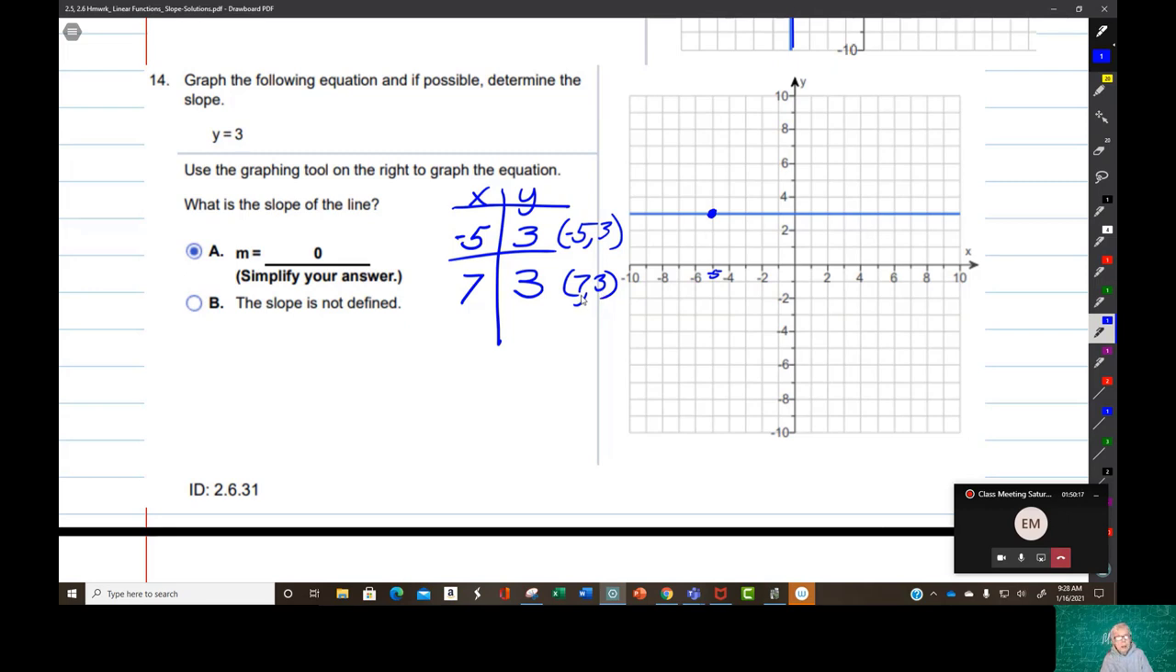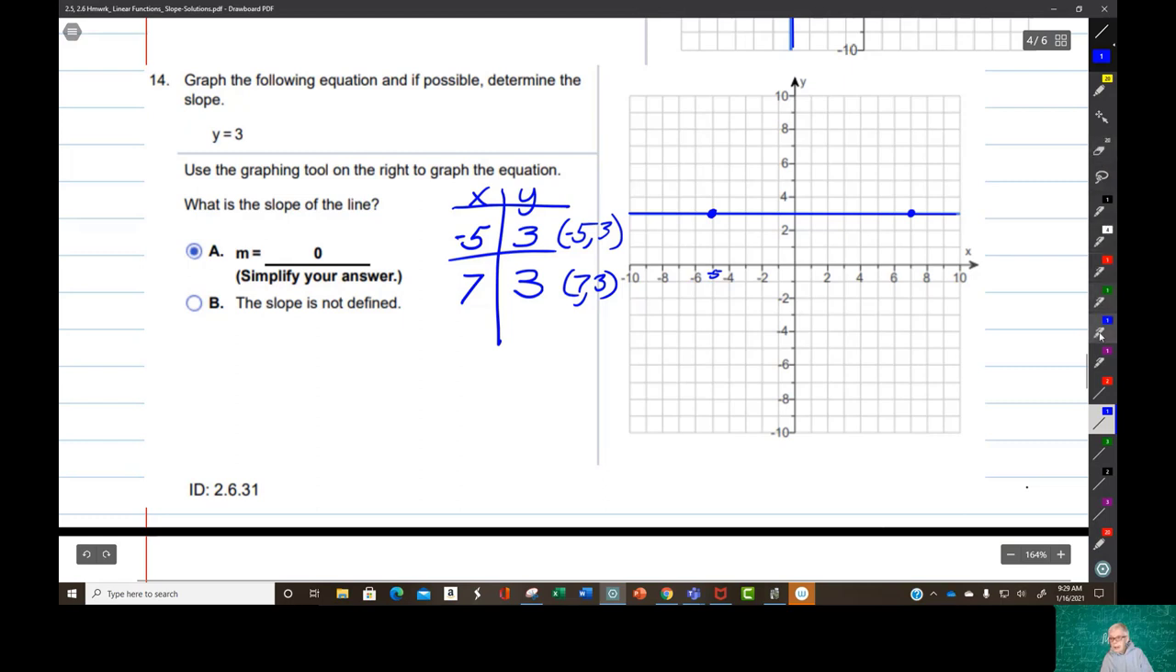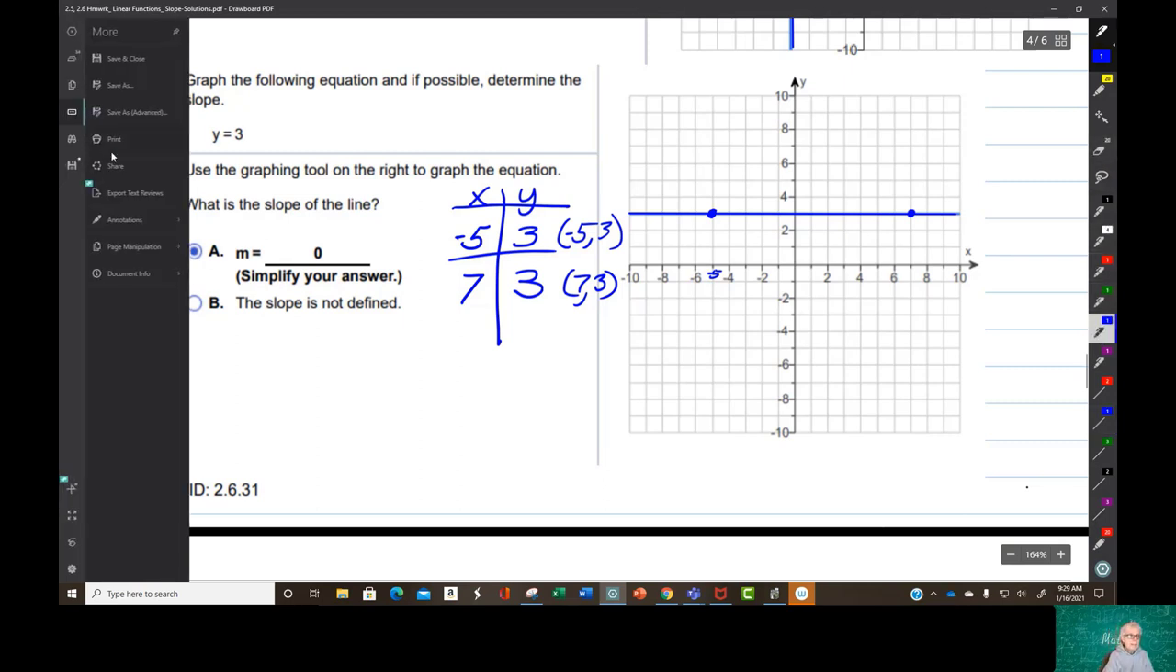Now to plot 7, 3, I start at the center. I go 1, 2, 3, 4, 5, 6, 7 units to the right. Do not put a dot yet because you have to now go up 3. 1, 2, 3, and put a dot. In MyMathLab, by the time you click on the second dot, your line is already made, but by hand, you have to draw your own line. Now, I'm going to switch back and save.